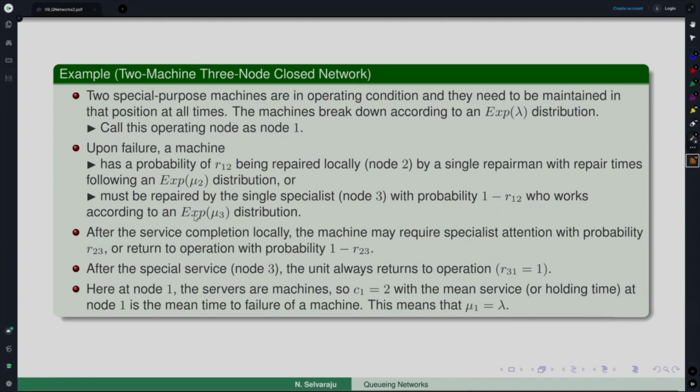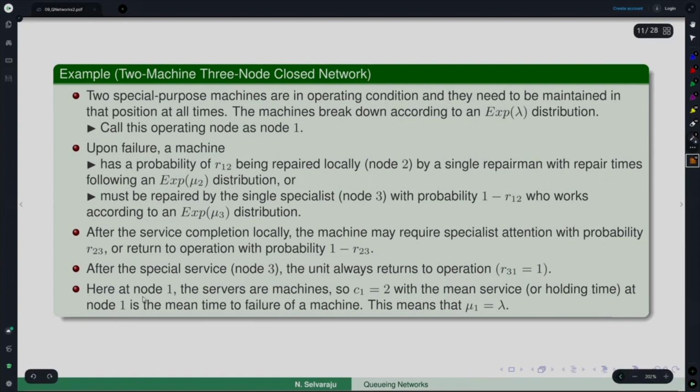So, who works according to exponential mu3 distribution. Now, it may be possible that after repair being done locally, the machine may require specialist attention as well, and that happens with probability R23, or after local repair it will return to operation in operating node, which is node 1 with probability 1 minus R23. But after a special service completion, then it will always return to operation. So, R31 is 1.